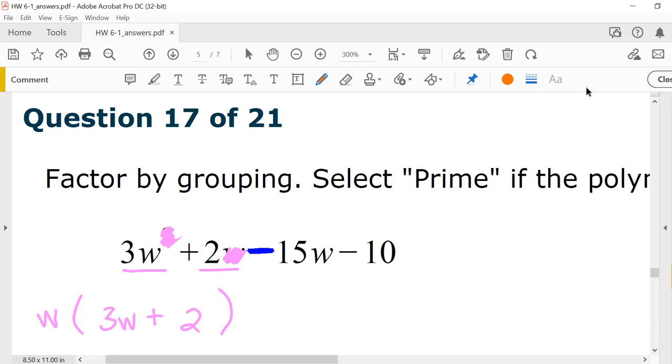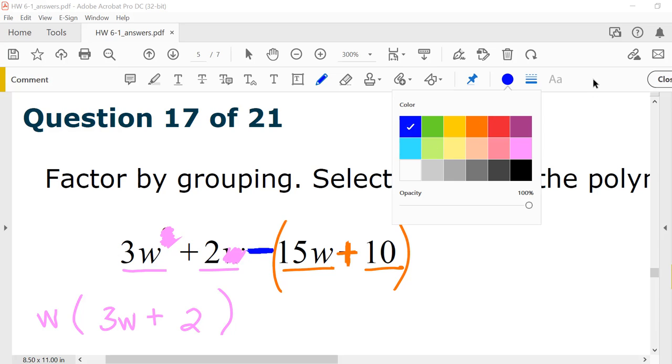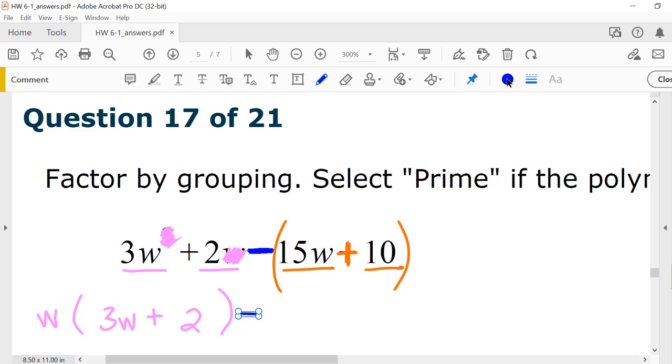Okay, this is where it gets a little tricky. Do you see that you have a minus here? If I factor out a negative, that would turn this one into a positive. If I factor out that negative, it turns the sign in here in the parentheses into a positive. So now I have minus.